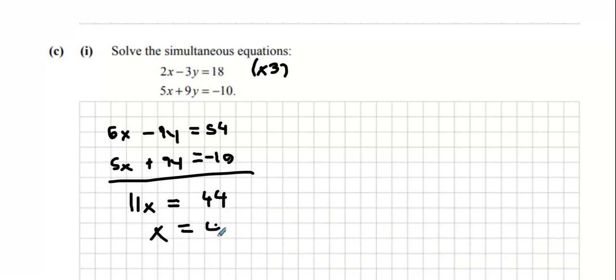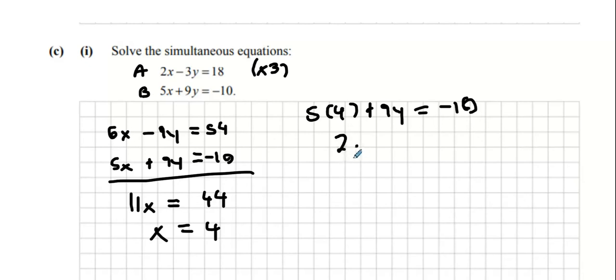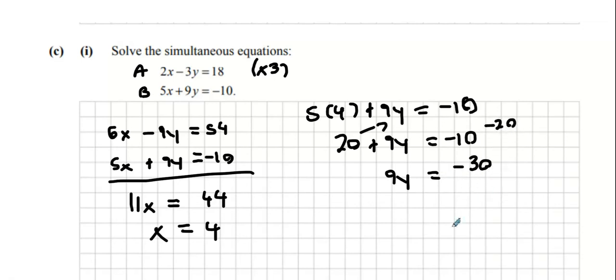x equals 4. Sub it in either to equation A or equation B. I'll use equation B. 5 times 4 plus 9y equals minus 10. 20 plus 9y equals minus 10. Bring the 20 over to the other side and we get 9y equals, what's it, minus 30, because minus 10 minus 20 is minus 30, and y equals minus 30 divided by 9, which is the same as minus 10 over 3. Okay.